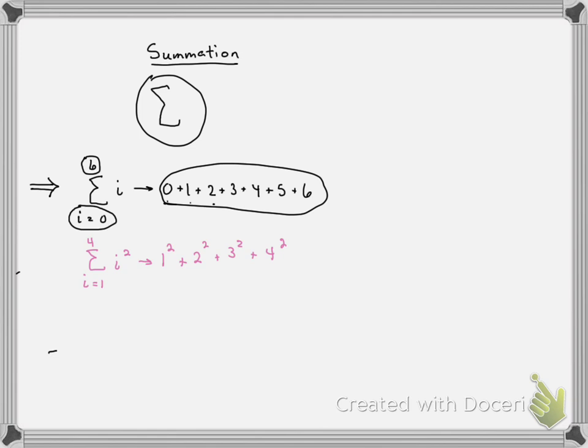Likewise, down here, we've got the sum from 1 to 4 of I squared. So we'll replace I with 1, with 2, with 3, with 4, get those values, 1 squared, 2 squared, 3 squared, etc., and then add them all together, okay?